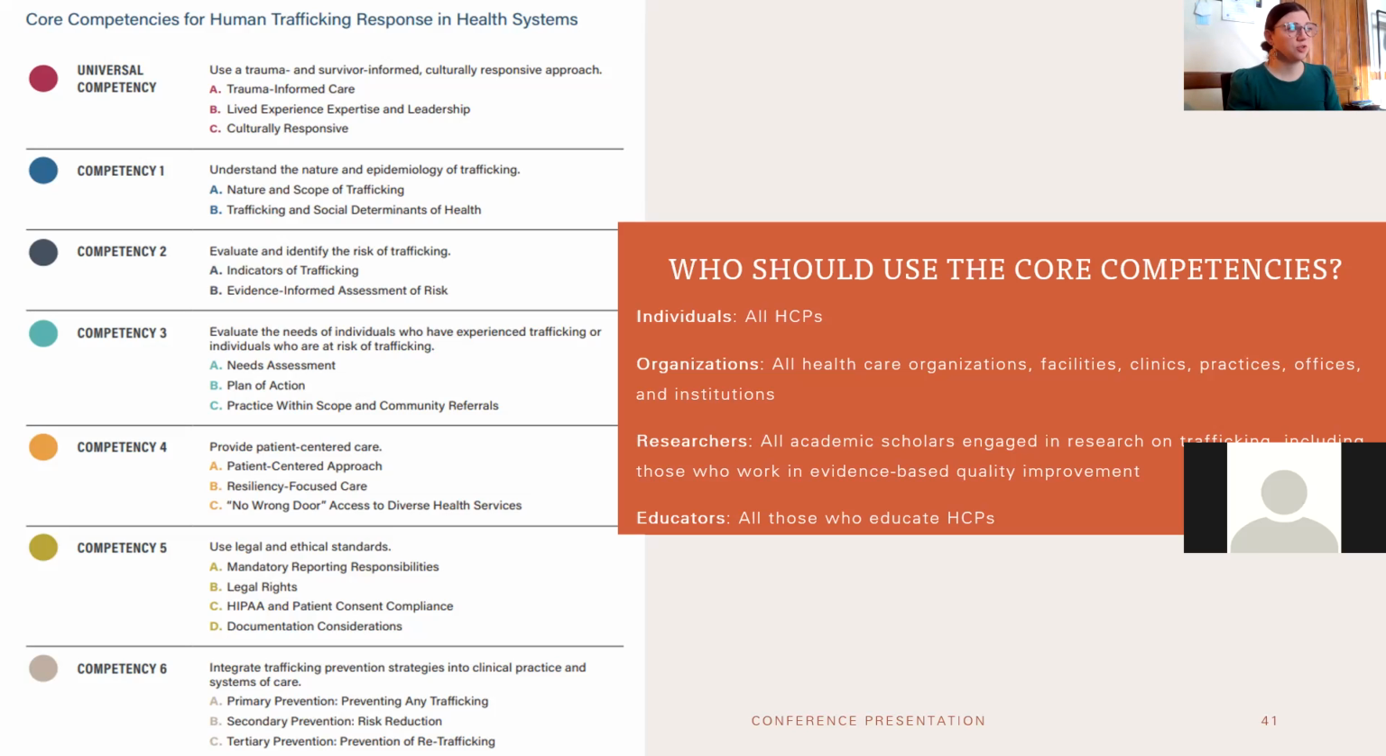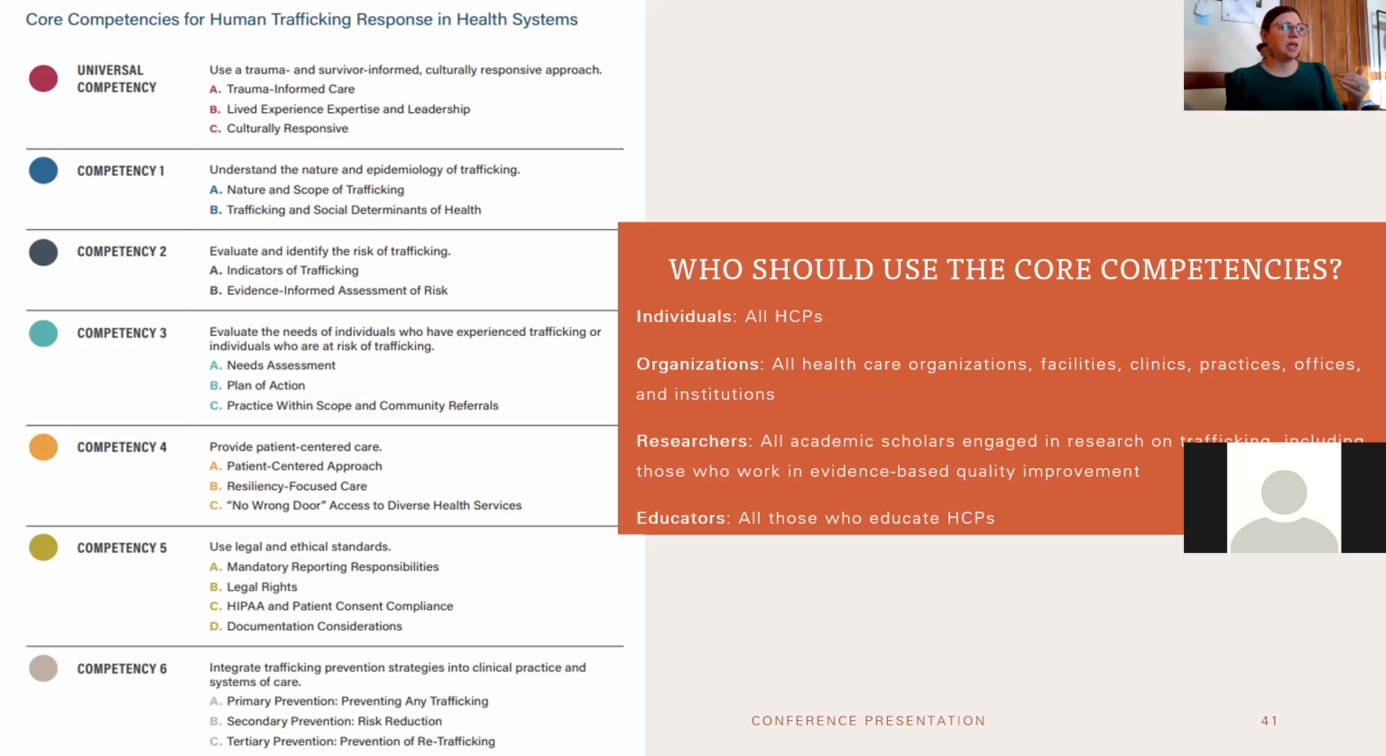So the core competencies for human trafficking response, the material we're using today, came from the National Human Trafficking Training and Technical Assistance Center in correspondence with multiple different agencies, one of them being the Department of Children and Families and Heal Trafficking, who is where my certification is from on this material. So there are 6 competencies, then there's the universal competency. The universal competency is the use of a trauma and survivor informed, culturally responsive approach.